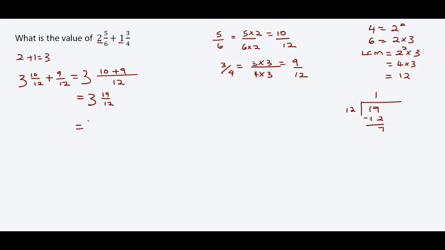So this is going to give us 3, and then I'm going to add 1 7/12. So remember, 3 19/12 is the same as 3 plus 1 7/12. So now we add 3 and 1, we have 4, and then we have 7/12. So we have an increased whole number.